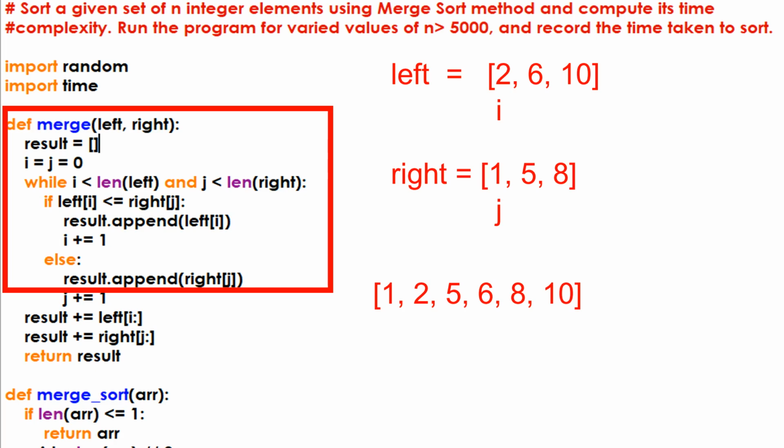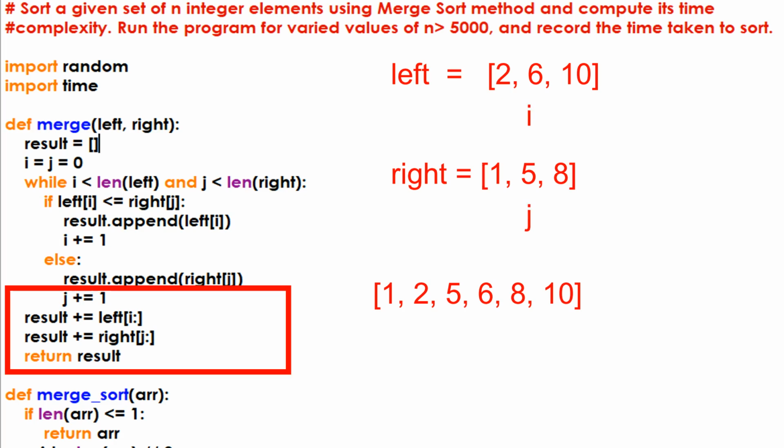Then if left of i is less than right of j, we compare the current elements. If the element is smaller, then append. We put it into result. Otherwise, we take elements from the right list. Then repeat, move to the next element. i plus equal to 1 means i is equal to i plus 1, j is equal to j plus 1. So we move forward through the list.